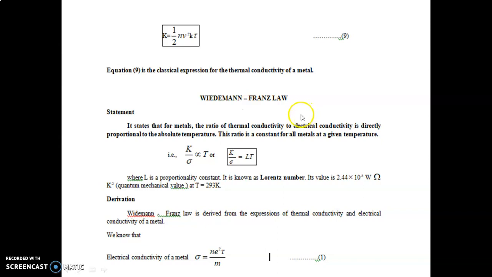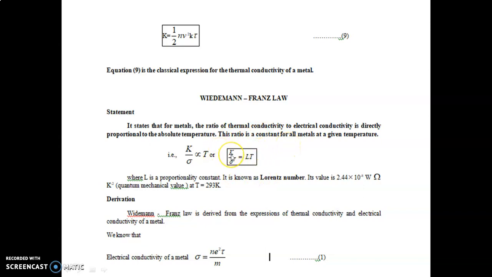Next, let us see the Wiedemann-Franz law. Already in the previous class, we saw the definition: the ratio of thermal conductivity to electrical conductivity is proportional to temperature. This proportionality factor is replaced by introducing a proportionality constant L, called the Lorentz number. Its typical value is 2.44 into 10 power minus 8. The Wiedemann-Franz law states that the ratio of thermal conductivity to electrical conductivity equals L into T. Here we are seeing the proof for this statement.